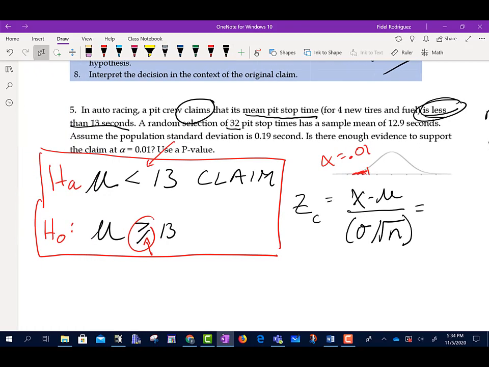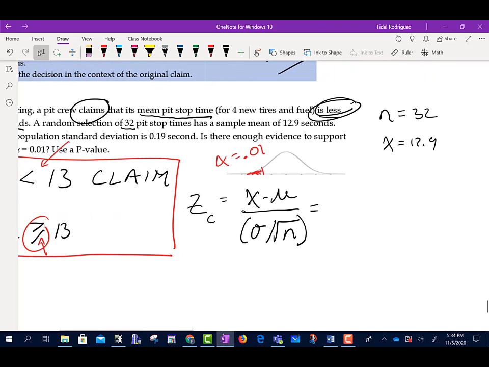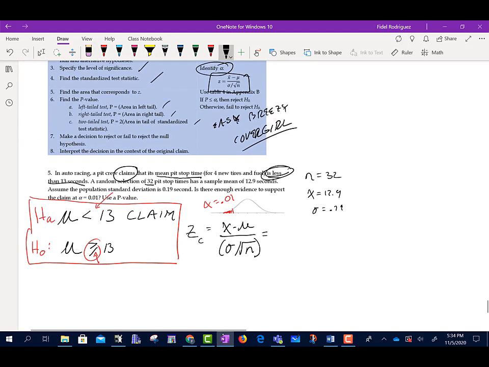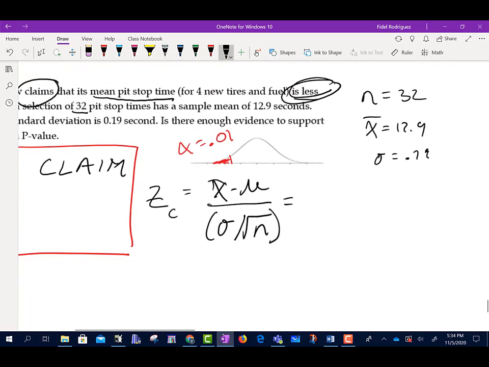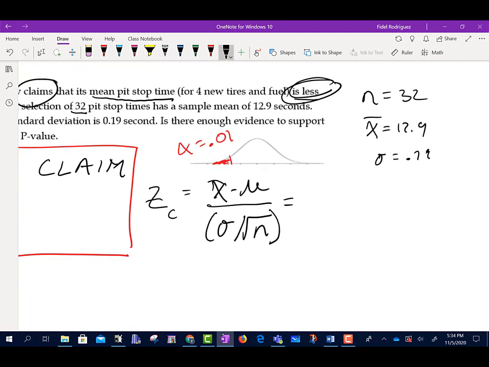Assume the population standard deviation is 0.19 of a second. Okay, so my standard deviation is 0.19. So let's see. Yes, x bar right here. Okay, so now let's see if we can go ahead and do a little plug and chug type business. So let's see if we can do this.